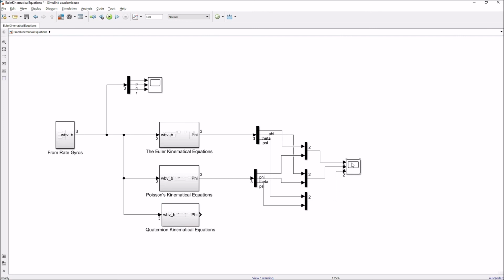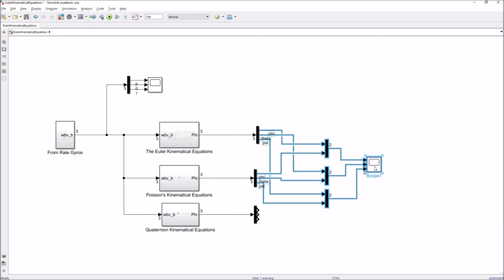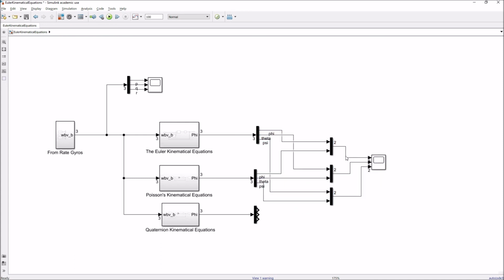And now what we should do is a comparison to make sure that the Euler angles computed via the Quaternion method all line up with the ones that are computed via the other two methods. If you remember, what this scope on the side was doing was comparing. This here is the phi angle, this is theta, and this is psi. Earlier, I was comparing the Euler kinematical equations to Poisson's kinematical equations. Well, let's tack in one more comparison.